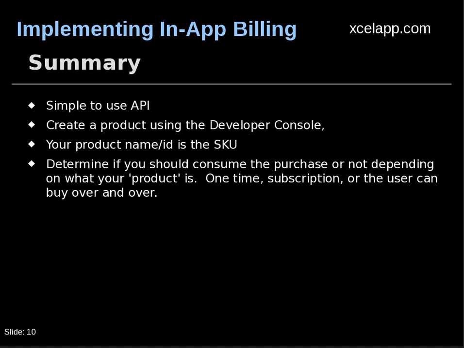So in summary, it's a simple to use API, really a couple of lines of JavaScript. It gives you an awful lot of function here for in-app billing. You don't have to work it out. All you really have to do is register your product and get the key, and we've provided you links to Google's how-to and how to do that. Keep in mind your product name or ID is called the SKU. You might see that referenced in documentation. And just determine the type of purchase you're going to make or allow to be made. You need to determine if you should consume the purchase or not, depending on what your product is: one-time, subscription, or the user can buy over and over.